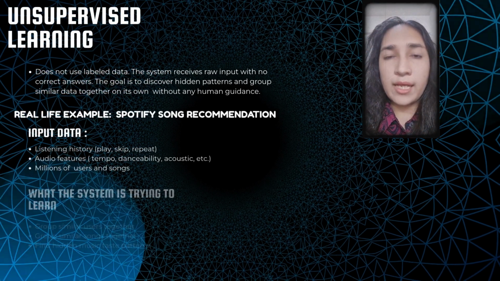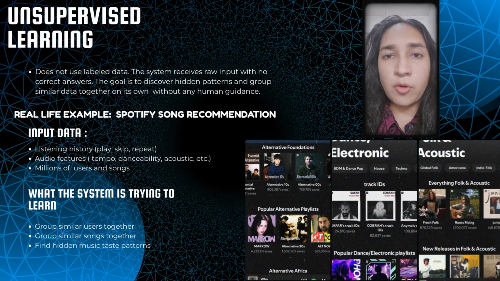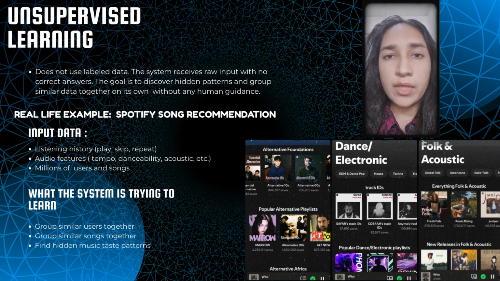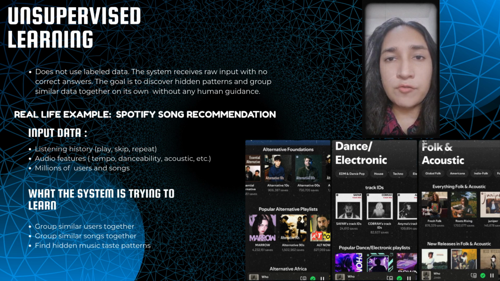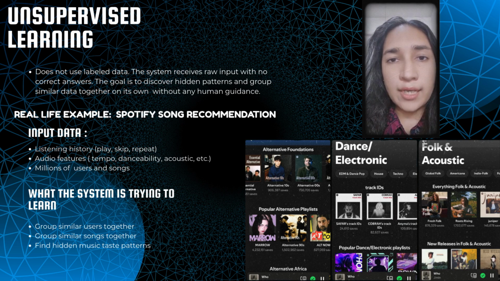I will explain unsupervised learning using the Spotify song recommendation system. The input data that Spotify uses is huge amounts of raw listening history from millions of users, things like which songs people play, skip, repeat, or add to playlists. They also use automatic audio features such as energy, danceability, tempo, and acousticness. Importantly, there are no labels saying which songs each user likes.